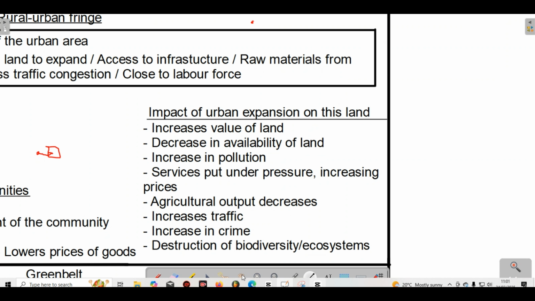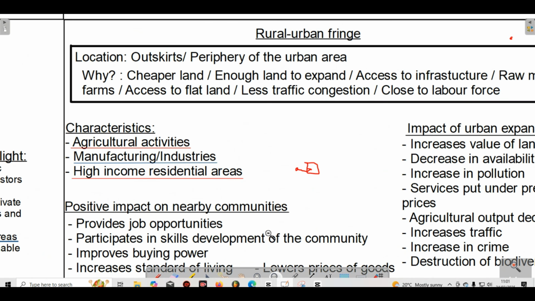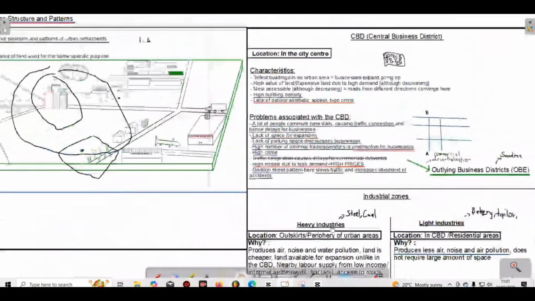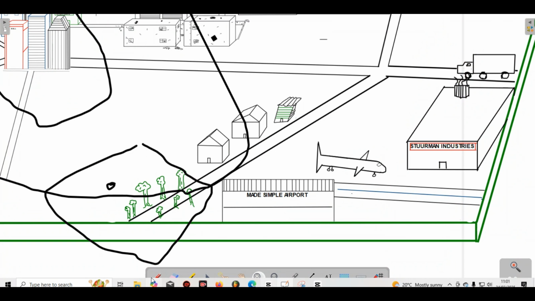Now let's think about this. Let's say now you have businesses opening right here. So businesses now are establishing themselves in this area. Let's say now this CBD is invading here. So you have businesses building their buildings right here in the rural urban fringe. So now this means that more people are going to travel here because more people want work, right? And so they are going to commute here daily. So the traffic congestion, first of all, will increase.